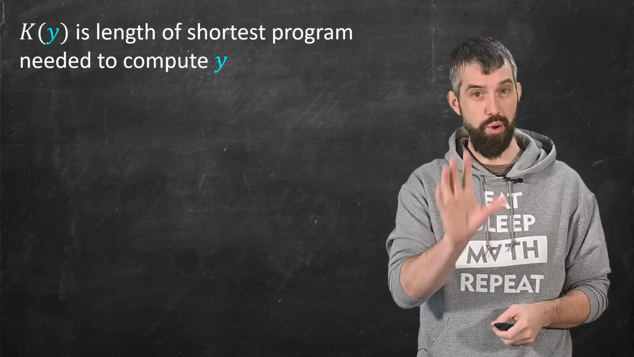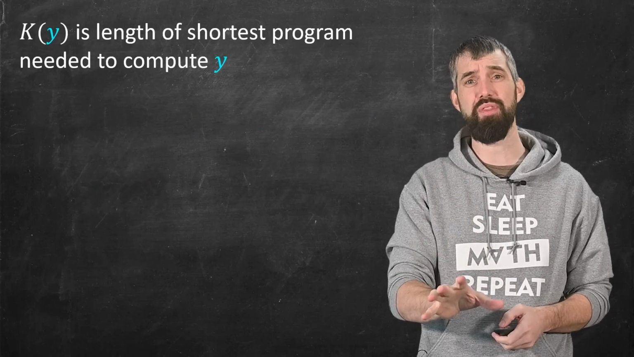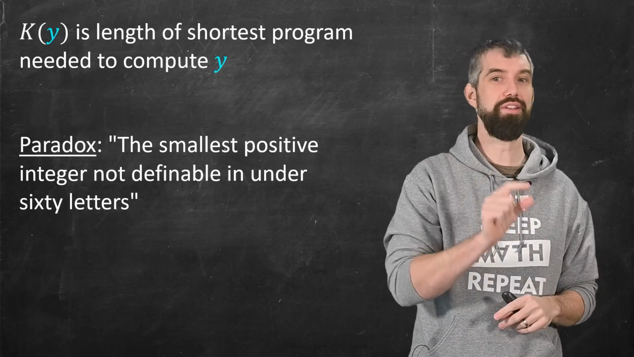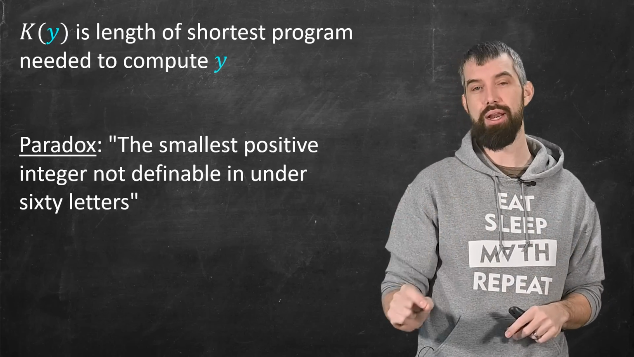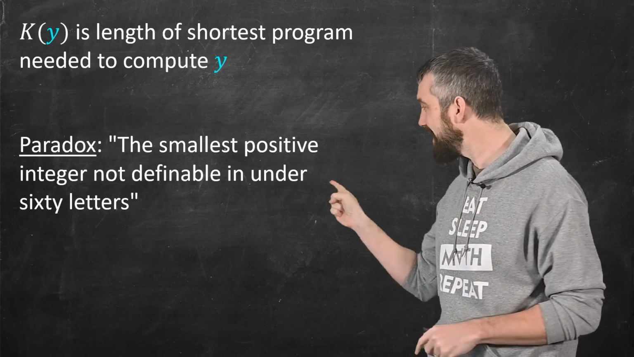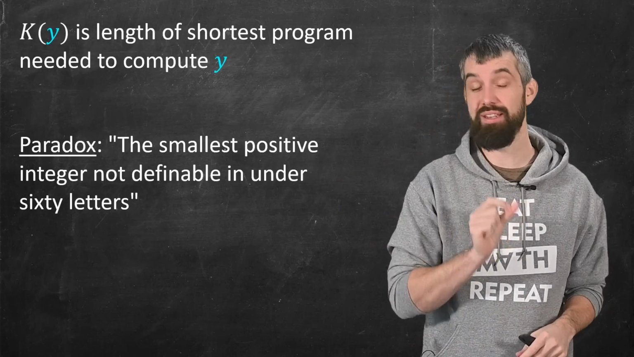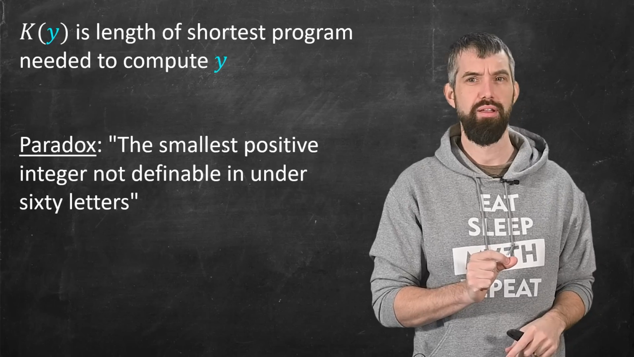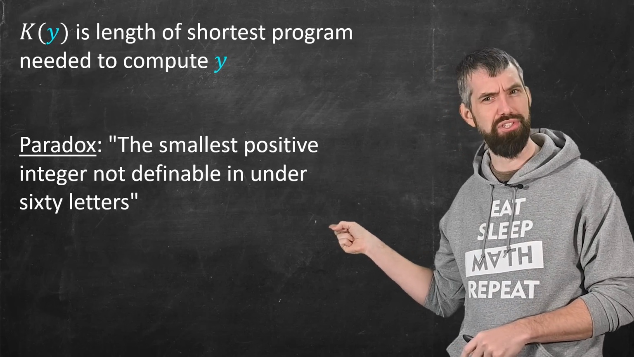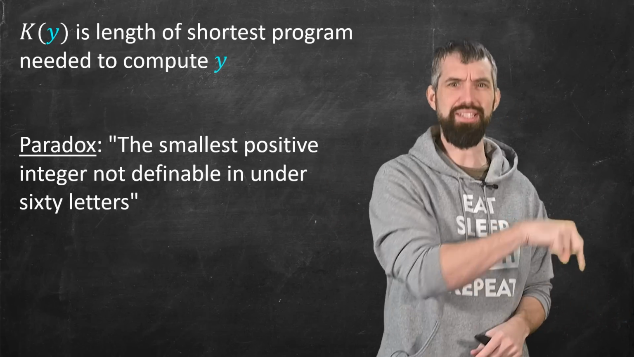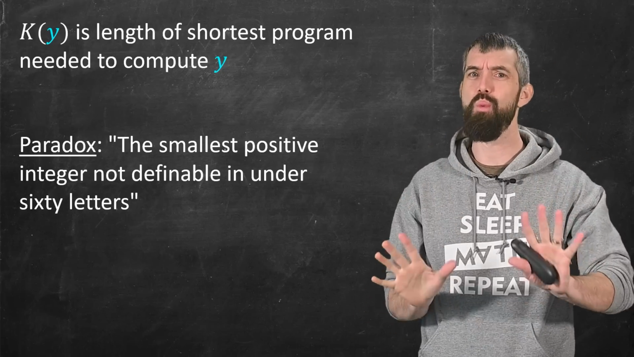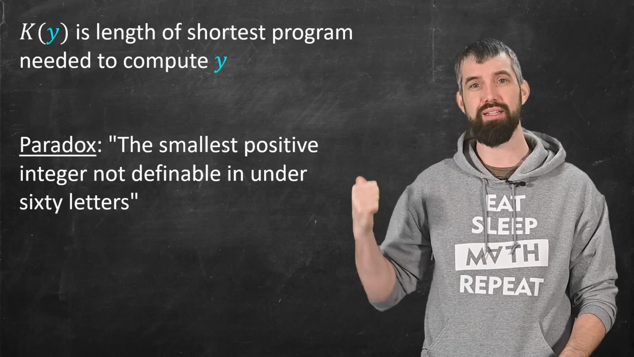Now, one motivating thought of why I might want to be a little more precise about this, consider this paradox. The smallest positive integer that is not definable in under 60 letters. So the smallest positive integer not definable in under 60 letters. That is 57 letters. But hold on. If the smallest number not definable under 60 letters has just been defined, in a sense, in under 60 letters, we have a paradox. So we have to be precise about what we're talking about so we don't have to worry about things like this.